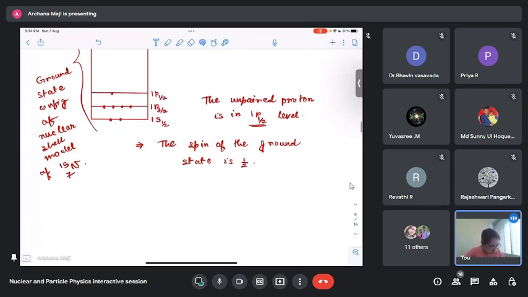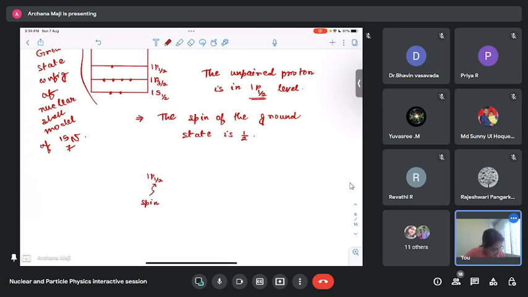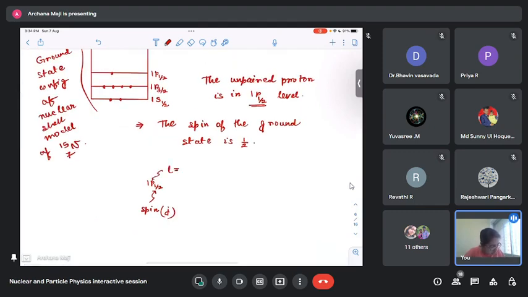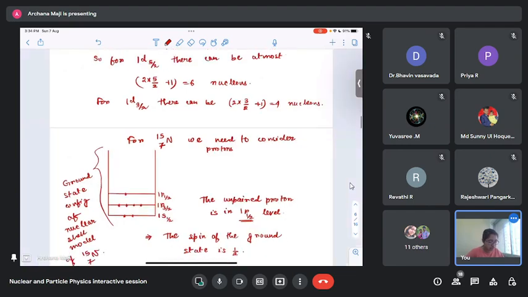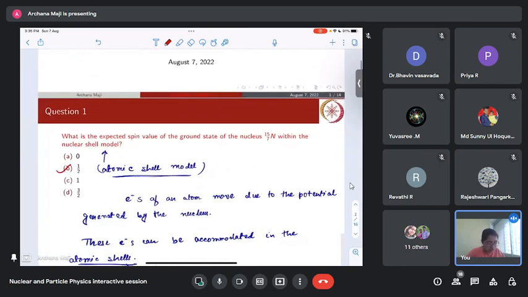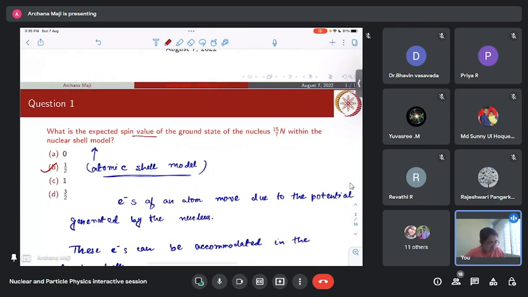So this notation you understand right now, I hope. So let me say that again. So 1p half, it means this half denotes the spin, which we denote by J, and this p means angular momentum quantum number L is equal to 1. Okay, fine. So the answer is B. We were asked what is the expected spin value of the ground state of this nucleus within the nuclear shell model. So since we see that the unpaired proton is lying in the state 1p half, that means the spin of the ground state will be half. So that's why answer B is the correct option.